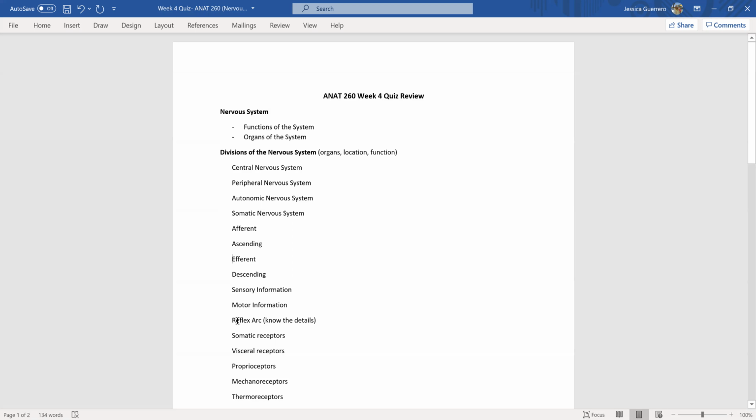Be familiar with the reflex arc. Know the details from the stimuli all the way to the effector, okay? And know what part of the nervous system is utilized for a reflex. Is it all the way up to the brain? Does it just go to the spinal cord? Does it just make it to that nerve? Know the details of the reflex arc.